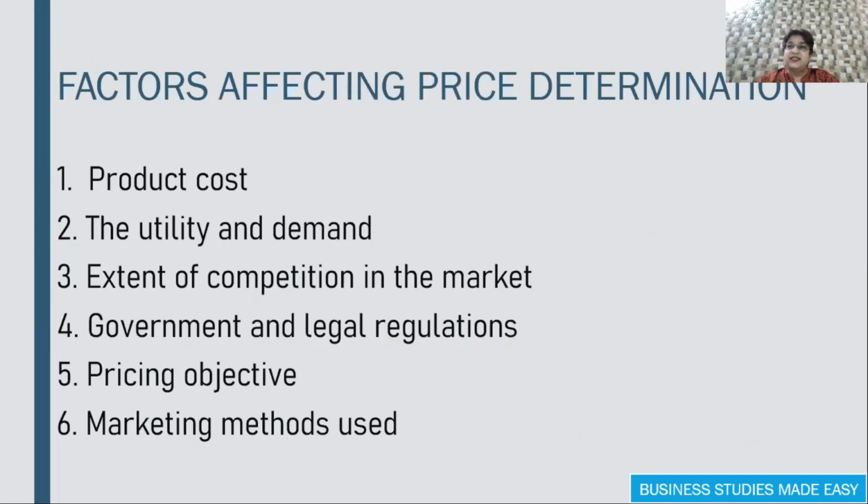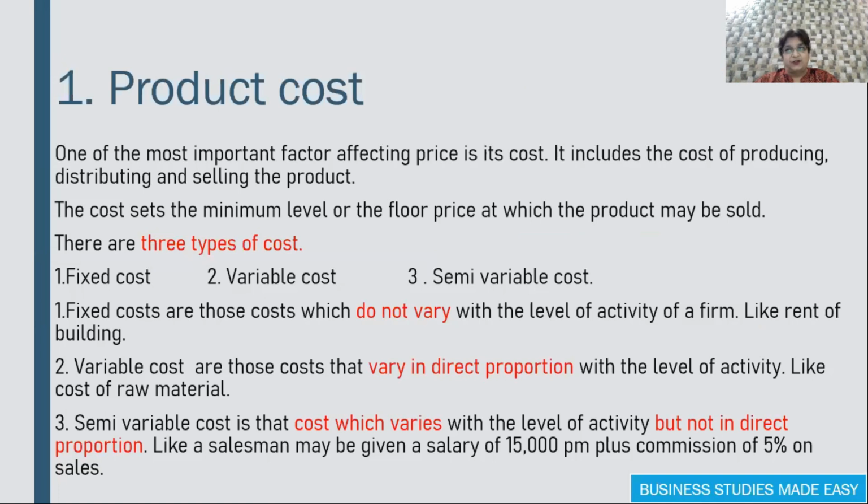Now, there are 6 factors affecting the price. So let's do them one by one. First is the product cost. The cost should be recovered. If the price does not cover the cost, then the seller cannot sell it in the long run. So this is one of the most important factors affecting the price.